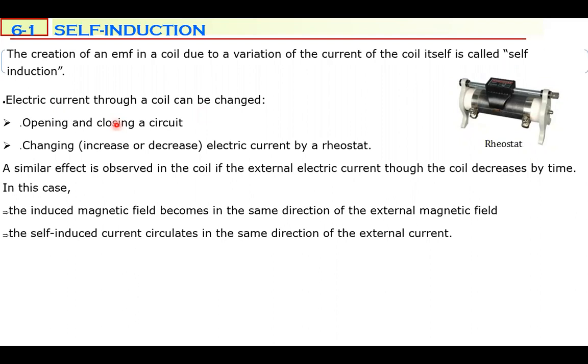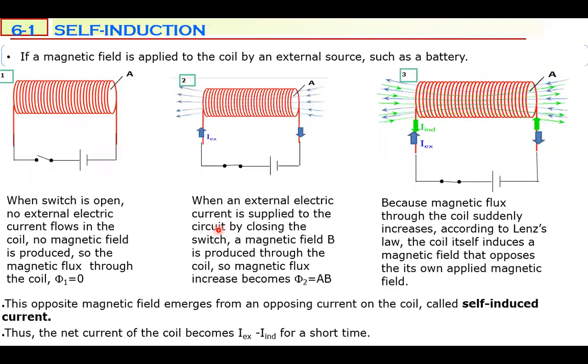Electric current through the coil can be changed in two ways. One of them is opening and closing a circuit. You can make it open. We did here, it's all closed. Or you can do it open also. You can increase or decrease the current.